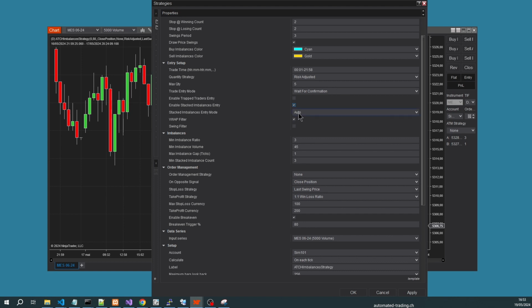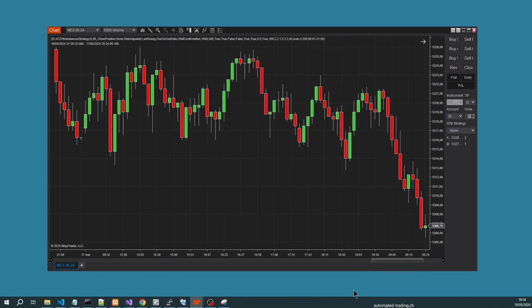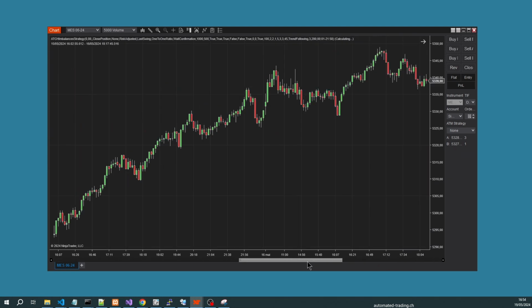So let me set this. Also, you have another setting which is the entry mode. Here we have 3 options: trend following, reversal, or auto. Trend following. Let's use this option. So we have trend following. We set the VWAP filter, and we leave the swing filter off. And let me enable the strategy and wait a little bit until it gets executed on the last week.